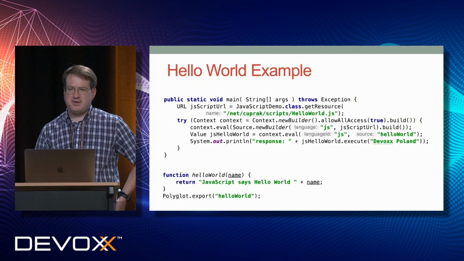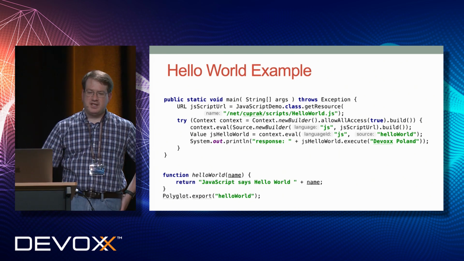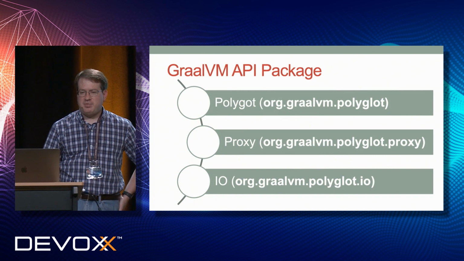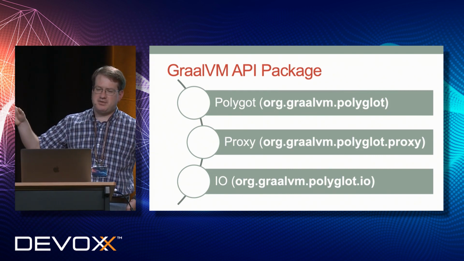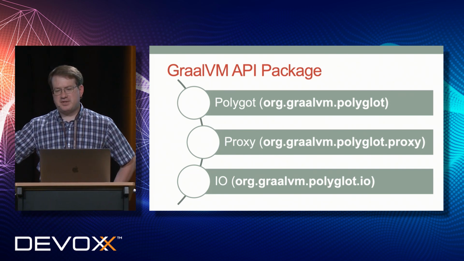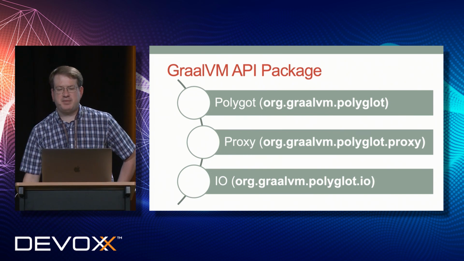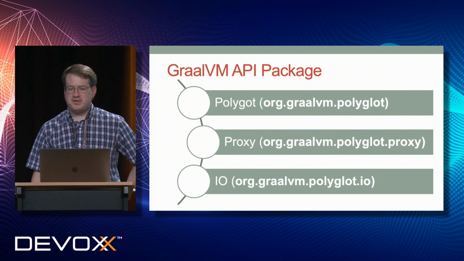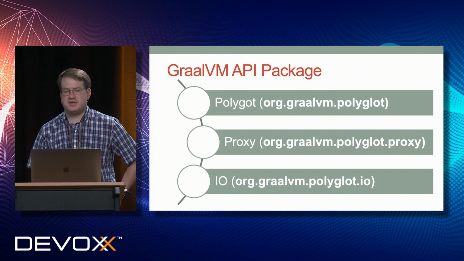Okay, so that's a simple hello world example, and that's the basic code in order to invoke JavaScript. Now, from within JavaScript, we can then turn around and invoke other languages. The API for GraalVM is split up basically into 3 different packages. Polyglot, which allows you to configure and run other languages, etc. Proxy, which allows you to mimic guest language objects using proxies. And also IO, which allows you to customize the file system access of the different languages. So those are the 3 main packages that you interact with.